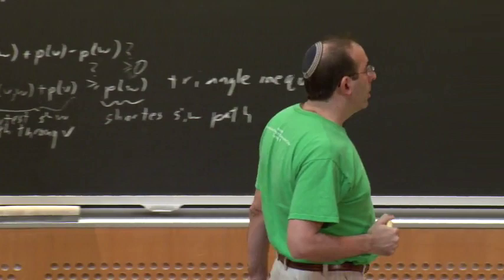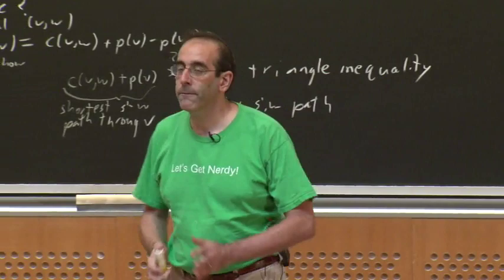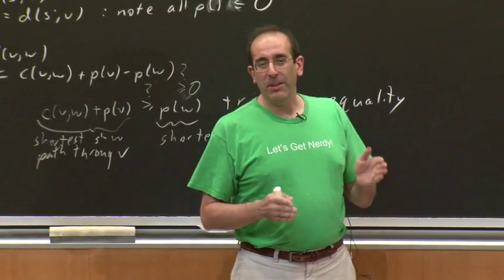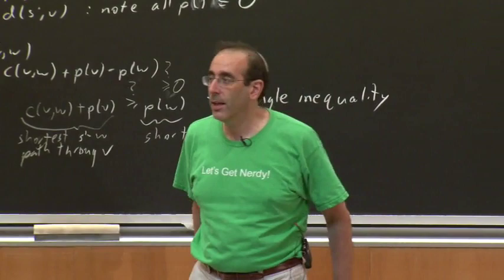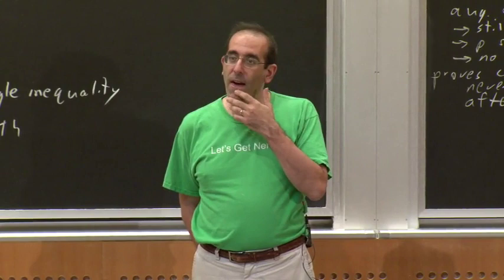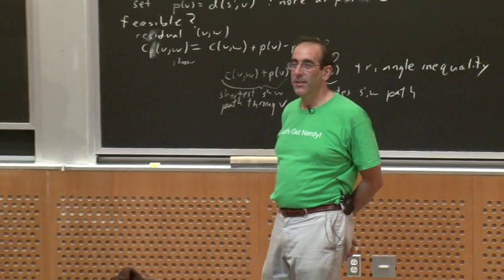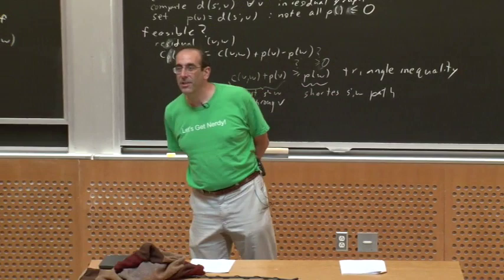Now that we know that the algorithm is correct, what does it take to implement it? Well, we've described what we have to do. We compute shortest paths, and then we augment. We compute shortest paths, and then we augment. So how long is that going to take? Is it just f times m? So what shortest path algorithm shall we use?